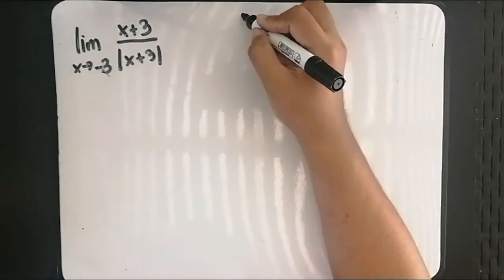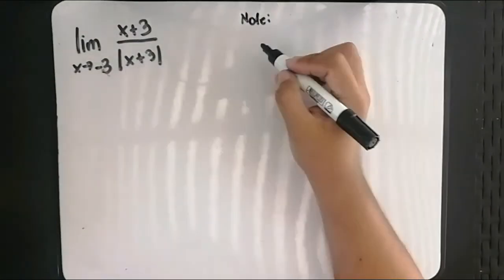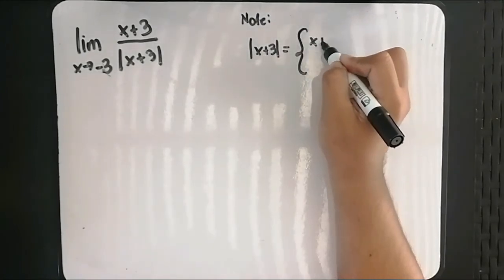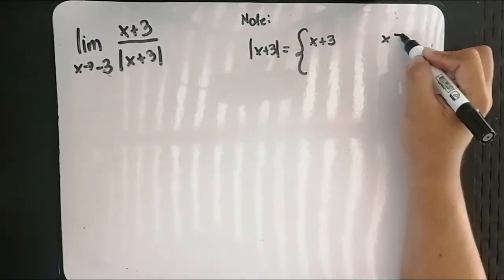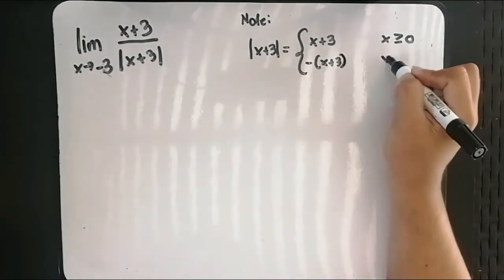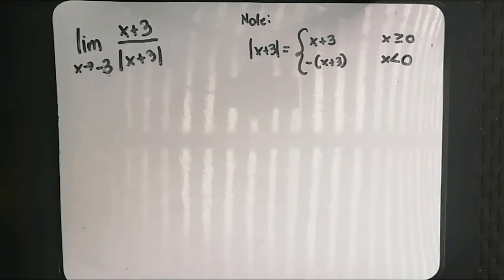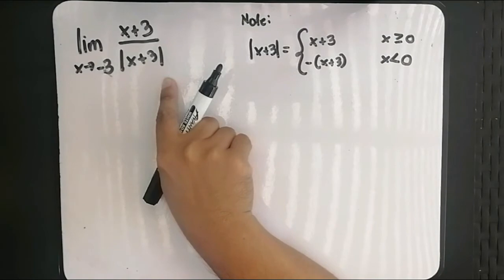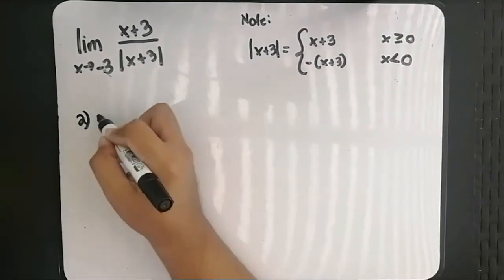Next example is, we wish to find the limit of x plus 3 over the absolute value of x plus 3 as x approaches negative 3. Note that by the definition, the absolute value of x plus 3 is equal to x plus 3 whenever x is greater than or equal to 0, and the negative of x plus 3 whenever x is less than 0. To find this now, we have to find the limit from the left of negative 3 and from the right of negative 3.